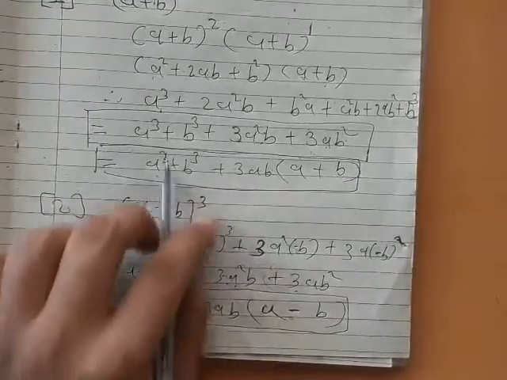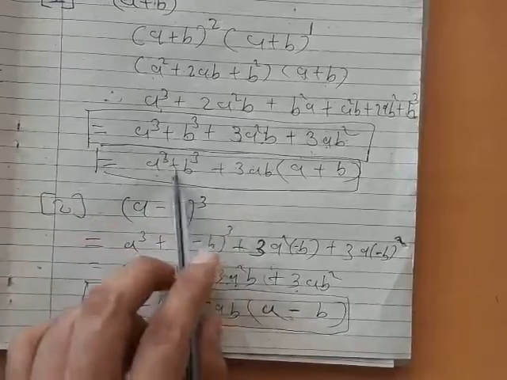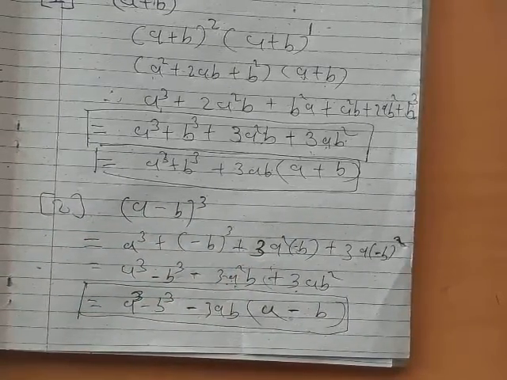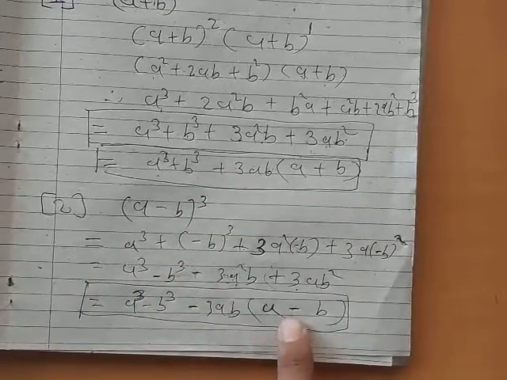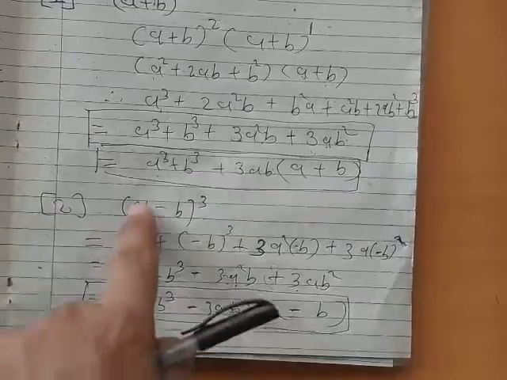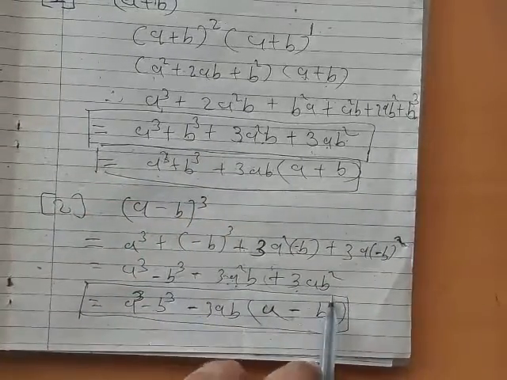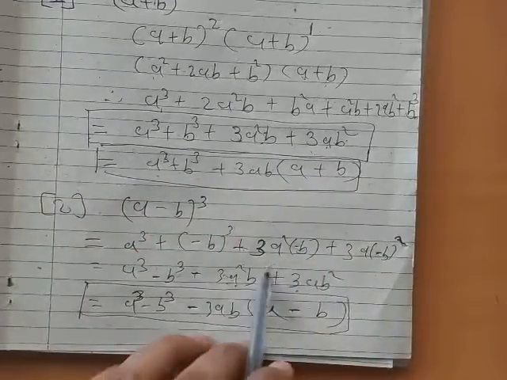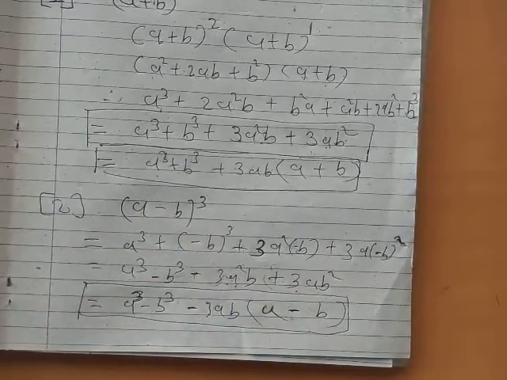Now if you observe here, there is no big change. Instead of all positive signs, we have all negative signs. So you have to replace all the positive signs with negative signs, and you will have the formula of (a - b) whole cube. If you want to use this formula, just here you will have plus, otherwise at all places you will have the minus sign.